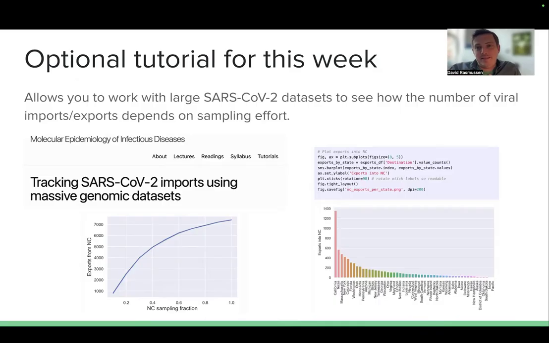And I will say again, this tutorial is entirely optional, but it may be of interest to you, especially if you're going to be working with larger data sets in your future, or specifically for the independent mini projects, because this tutorial shows you how you can use Python as well as some other quicker bioinformatic tools like RAxML and LSD to do large scale genomic epidemiological analyses much quicker.